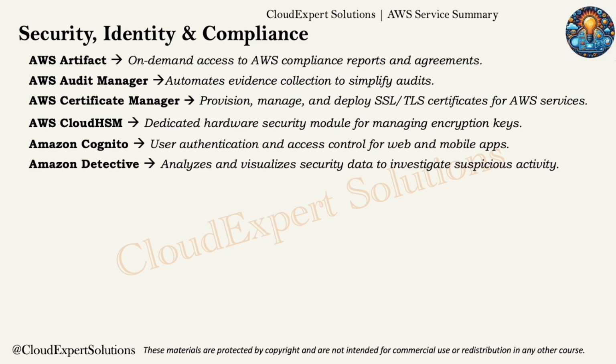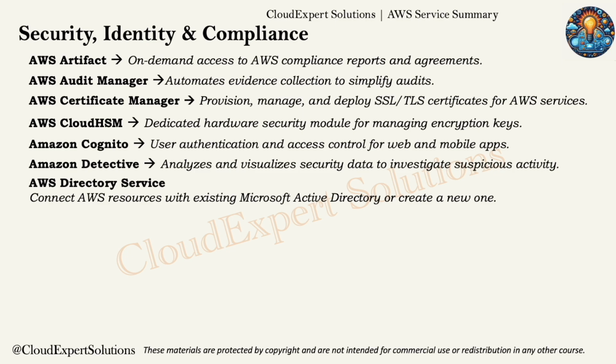Next, Amazon Detective. Amazon Detective analyzes and visualizes security data to investigate suspicious activity. Amazon Detective can be used for security investigations and root cause analysis. Then we have AWS Directory Service. AWS Directory Service connects AWS resources with existing Microsoft Active Directory or creates a new one. AWS Directory Service can be used for user authentication and directory-aware workloads.